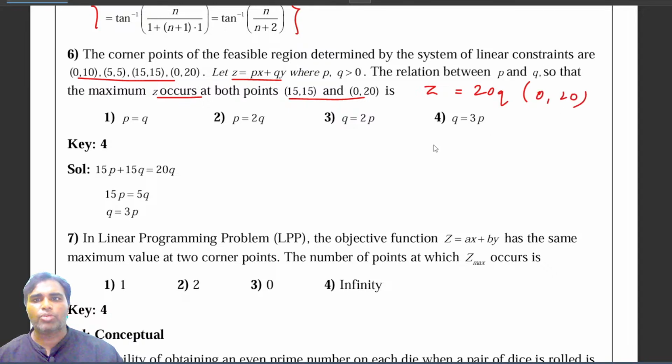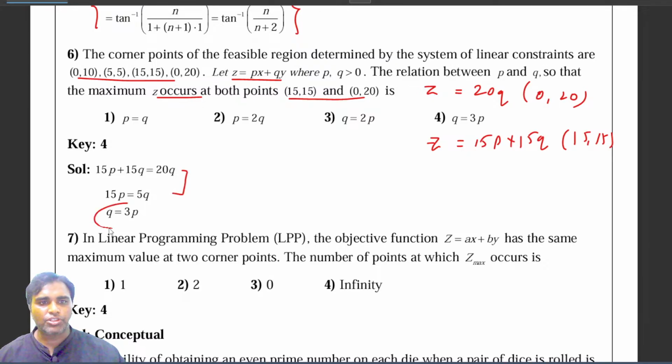Similarly at 15, 15, what will I get? 15P plus 15Q. If we compare these, then what do I get? Q is equal to how much? 3P. That is option 4. Question number 6 is also clear, right?